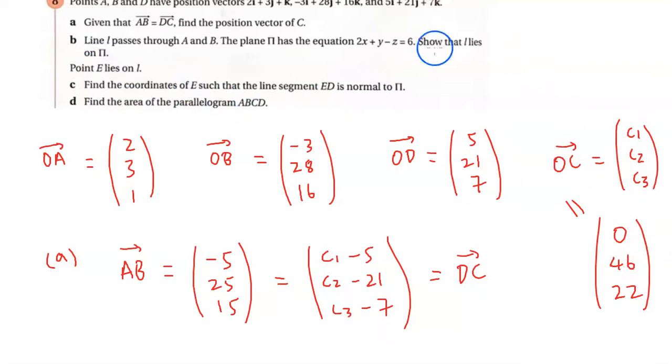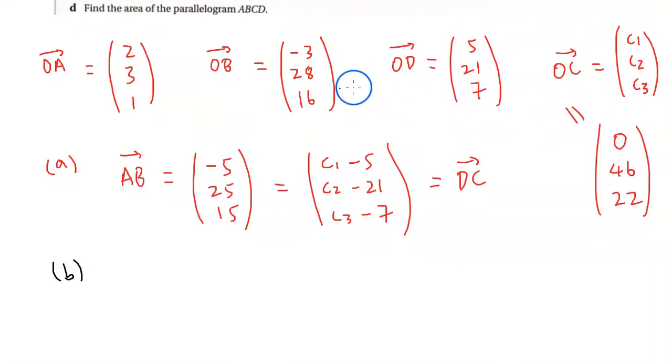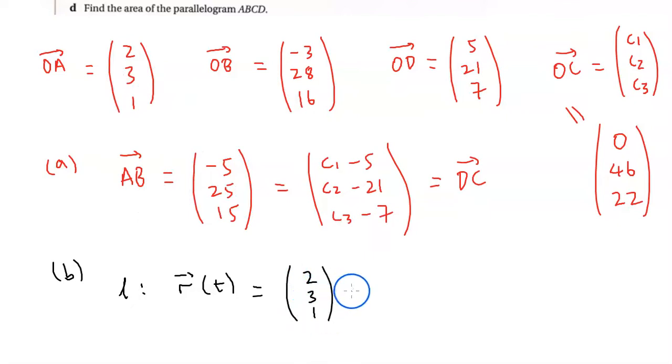Okay, part B says that the line L passes through A and B. Since L goes through A and B, clearly it has the direction vector AB. So one way to write the equation for L, let's just label this first, the vector equation for L can be OA plus t times AB. So 2, 3, 1 plus t times the vector AB, -5, 25, and 15.